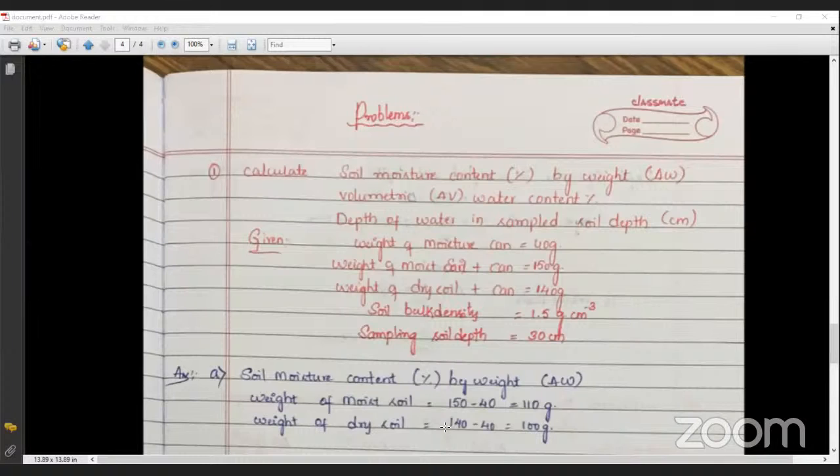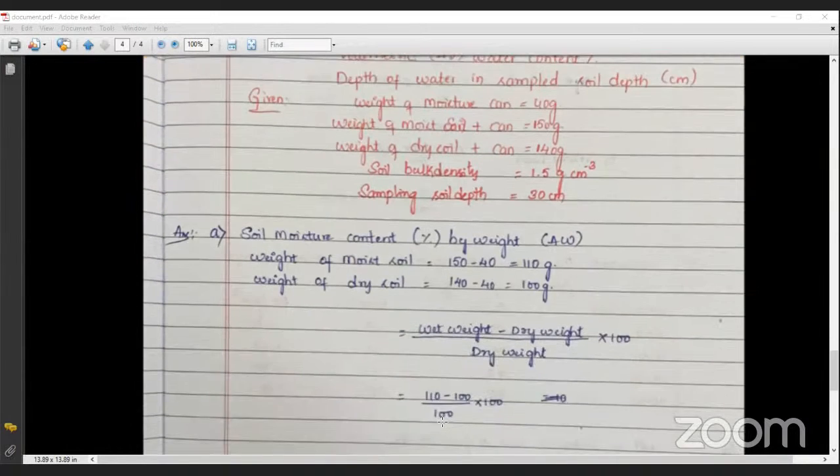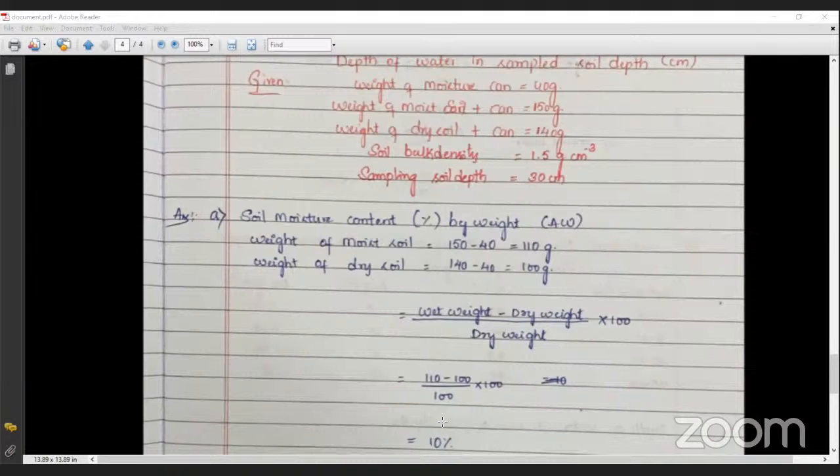You better keep paper and pen so that you can clearly write down the points, all the things you have to know while solving the problems, so that I can clearly explain. Okay, the first one is how to estimate the soil moisture content by weight. Here you can see the weight of the moist soil and weight of the dry soil, that is 150 minus 40 gram. You have to subtract the moisture can weight: wet weight minus dry weight divided by dry weight.